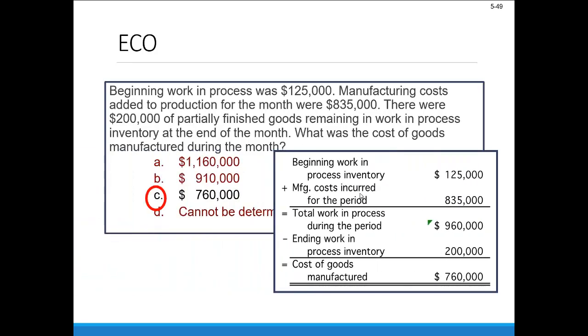And that would be 760,000. So we've got our beginning work in process, 125,000, plus what we incurred or added to manufacturing cost this period, 835, gives us total cost of work in process of 960, minus the work in process sitting in ending inventory, 200,000, gives us a cost of goods manufactured or finished of 760,000.